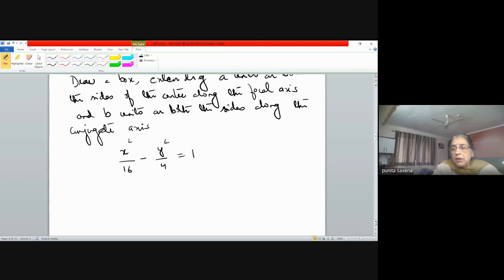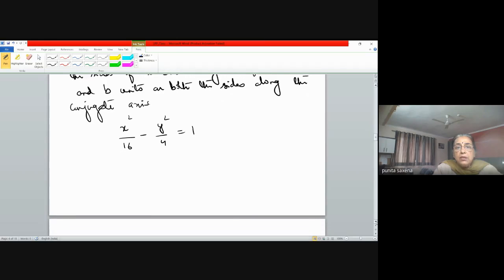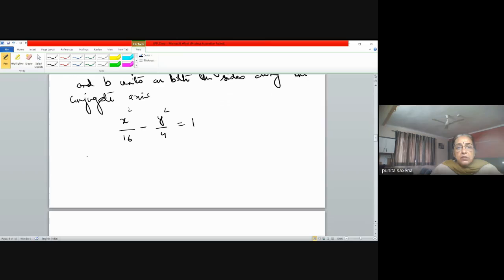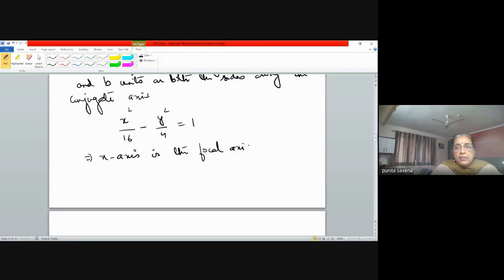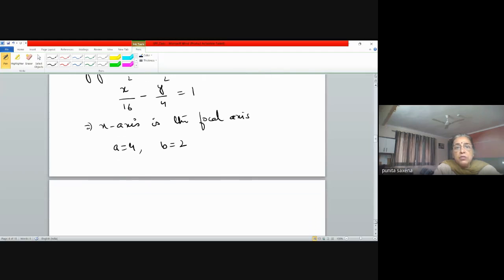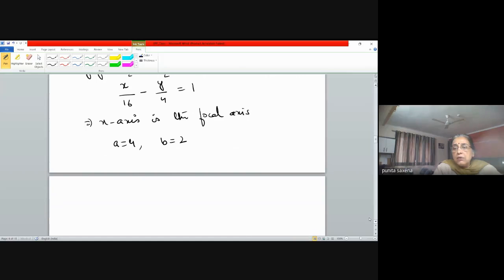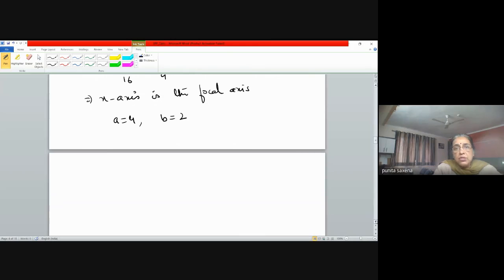Okay. Now since my y square term is with the negative sign, so that means x-axis is the focal axis and y-axis is the conjugate axis. Okay. Second thing I see is that therefore my A is 4, B is 2. Actually plus minus, but then plus minus here means along the two points on the x-axis, one towards the positive and one towards the negative. Okay. So what we are going to do now is we have to sketch a box. I mean, construct a box.